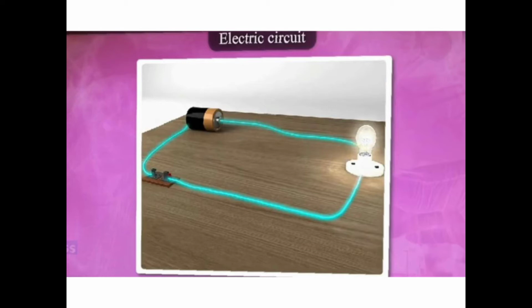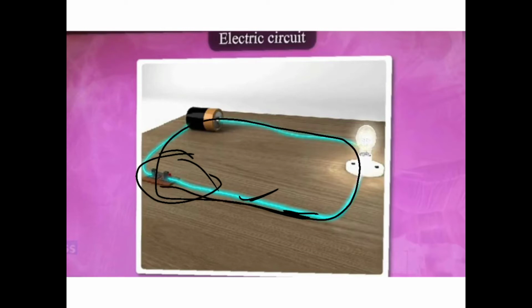Current will flow through the circuit if all the components are connected properly and the circuit is closed through the key. If here in between I keep this wire with a little break, then the current will not flow, because it has to be a continuous flow of electrons.